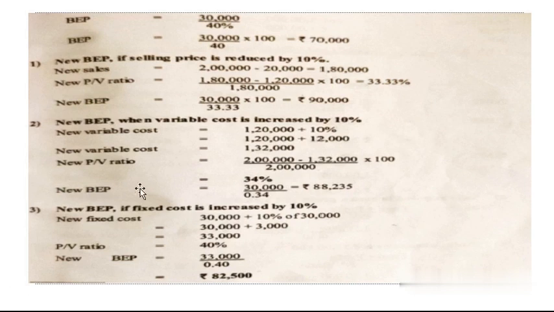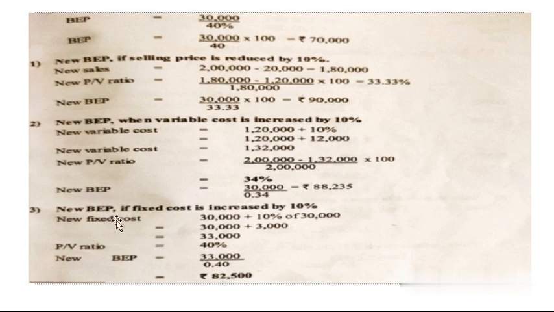First we will find the PV ratio, where we have sales minus variable cost divided by sales into 100. Sales is 2 lakh, normal sales, and as variable cost is increased by 10%, it will be 1,32,000, divided by sales 2 lakh, into 100, will give you 34%. So the new break-even point is equal to fixed cost 30,000 divided by PV ratio, which is 34 into 100, or you can calculate 0.34. So 30,000 divided by 0.34 will give you 88,235.